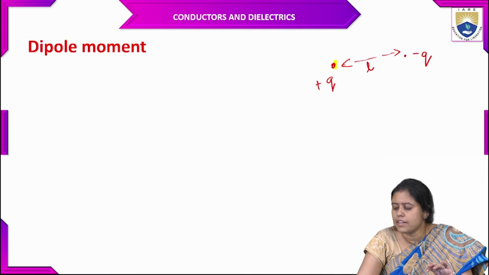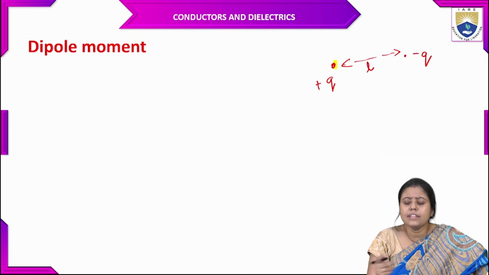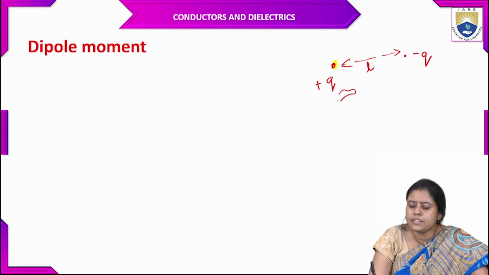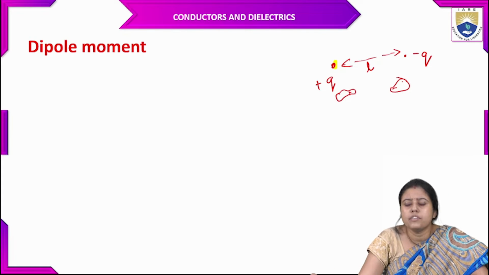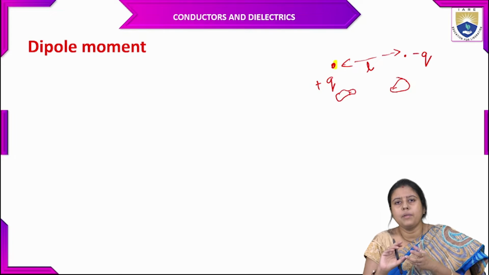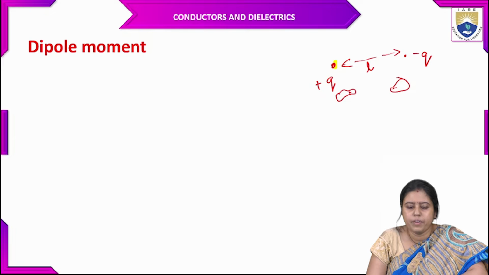And as a result, what will happen? The positive charge will align to the negative charge, and the negative charge will align to the positive charge, and as a result there will be a moment. This moment is known as the dipole moment.